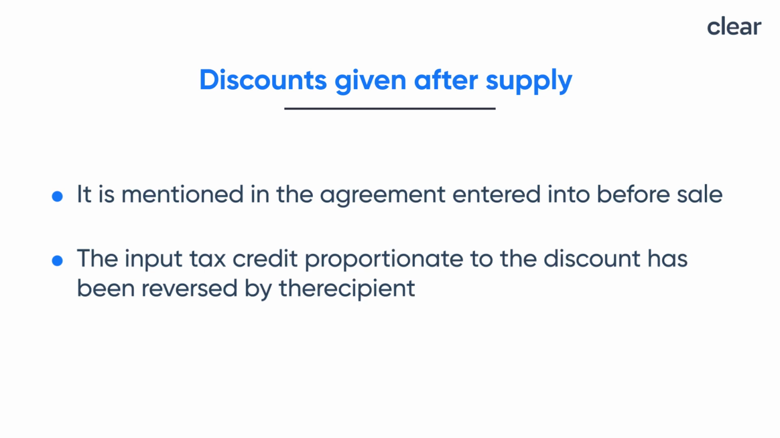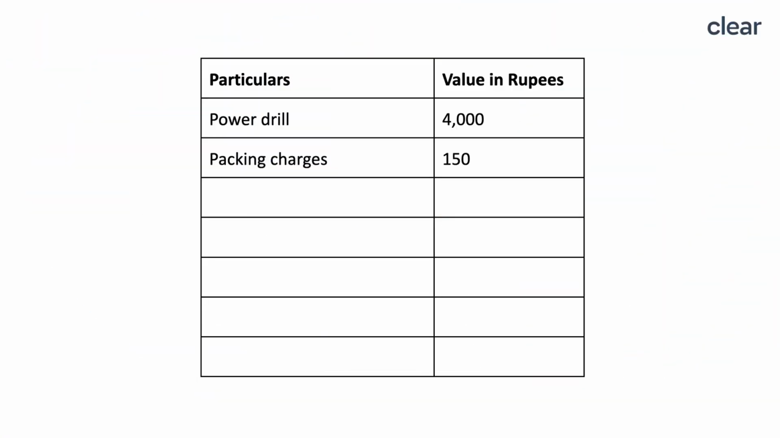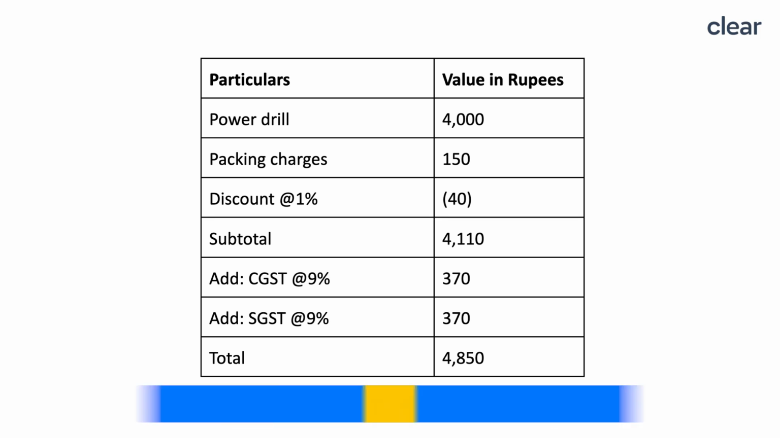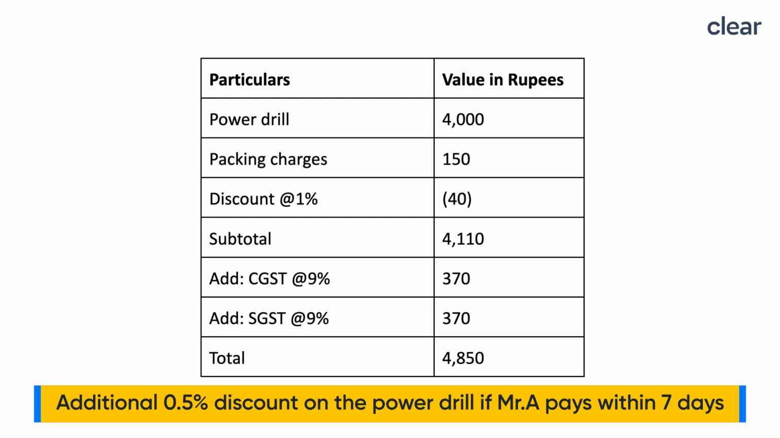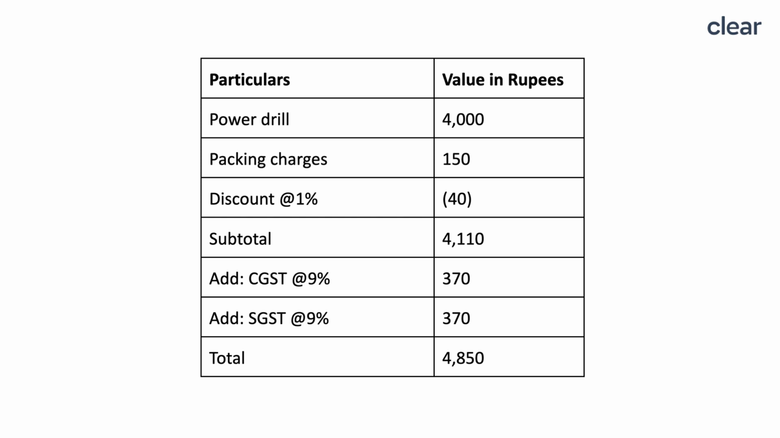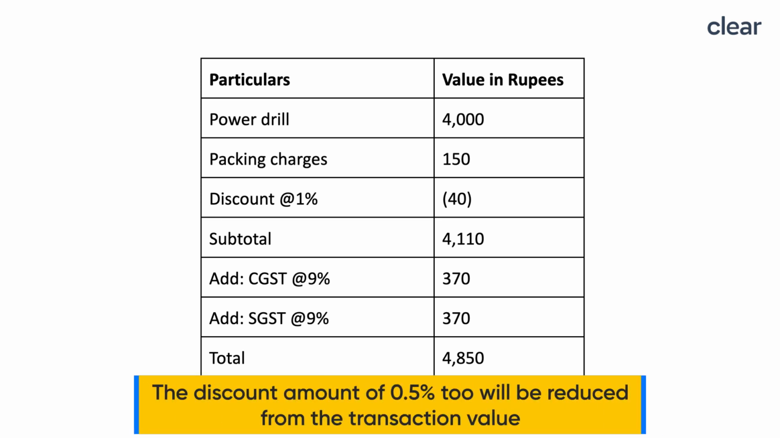Let's understand this with the help of an example. XYZ is a wholesaler who sells a power drill to trader Mr. A for Rs 4,000. XYZ offers a 1% discount. Further, to encourage prompt payment, XYZ offers an additional 0.5% discount on the power drill if Mr. A pays within 7 days. As you can see here, the discount of 1% is included in the invoice, but the discount of 0.5% is not deducted in the invoice. This is because it will be given only at the time of payment. However, since this discount was known at the time of supply itself and can be linked to the specific invoice, the discount amount of 0.5% too will be reduced from the transaction value for GST purpose.